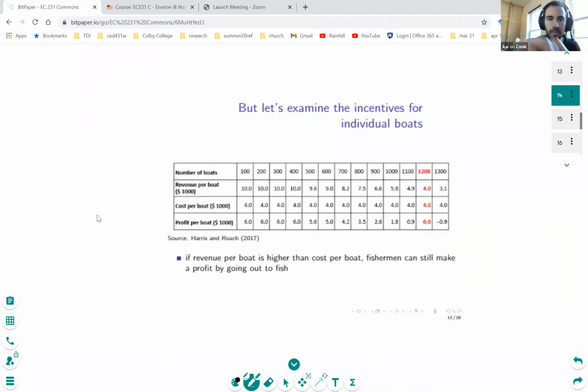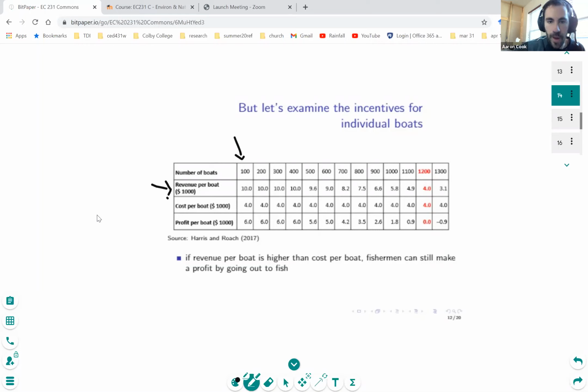Okay. Now let's think about what an individual boat is going to want to do. So this is where we get the dilemma. This is precisely the source of the dilemma. As we increase the number of boats, our fish catch goes up, so the revenue goes up. We can take that fish catch and convert it to dollars, and so this second column is implicitly converting that fish catch from tons of fish into revenue.